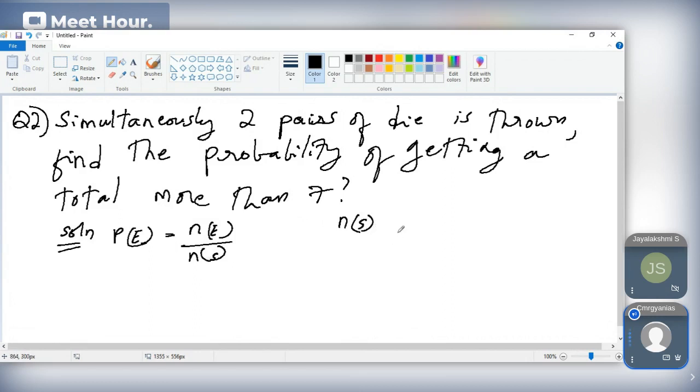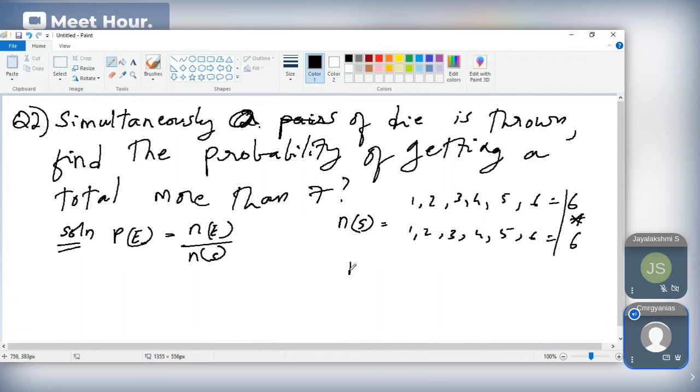Is it a pair of dice or two pairs? Two dice, one pair. Okay, so N of S, what can happen is in two dice, in one die it can come one or two or three or four or five or six. In the other it can come one or two or three or four or five or six. So here it can come six different ways, here it can come six different ways. So N of S will be 6 into 6, N of S will be 36 here.